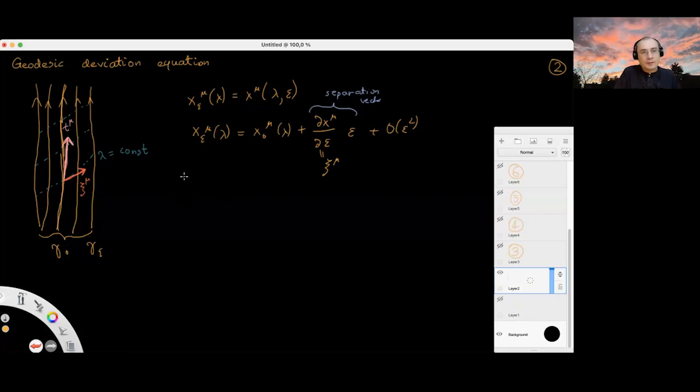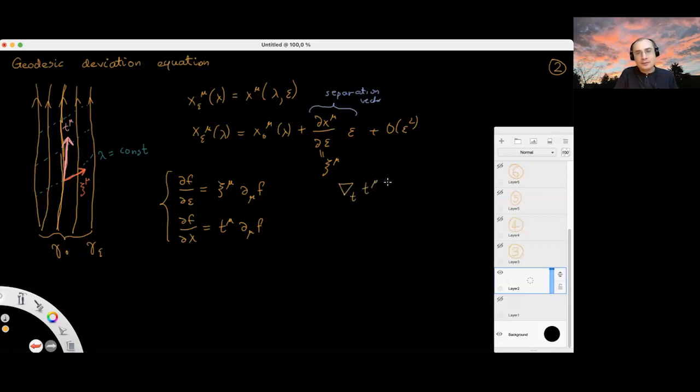An important thing to notice is that for any function, the derivative with respect to epsilon is simply xi mu times the gradient, and the derivative with respect to lambda is basically t mu times the gradient. It's just an identity. And we assume that all these curves are geodesics, so we assume that the covariant derivative of t mu along t is equal to zero everywhere.